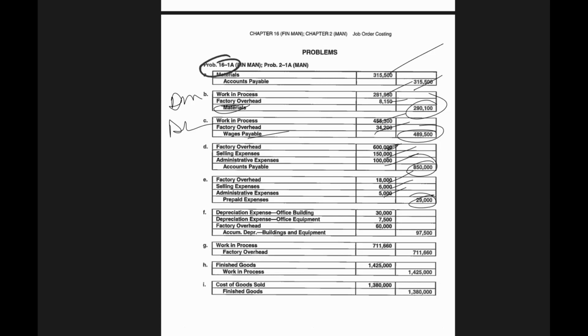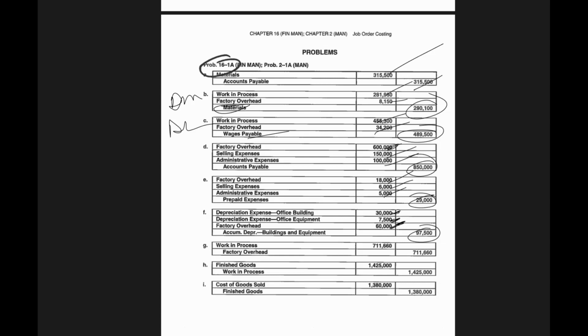So factory overhead, right, because it's depreciation. There's some depreciation expense for the office building, office equipment, all accumulated 97.5. What's interesting about this entry, so that you see it, is typically we've always learned when we incur depreciation, the debit is to depreciation expense and the credit is to accumulated.